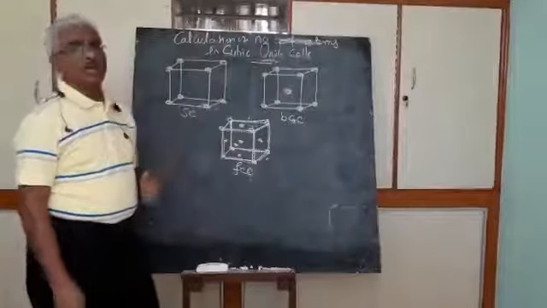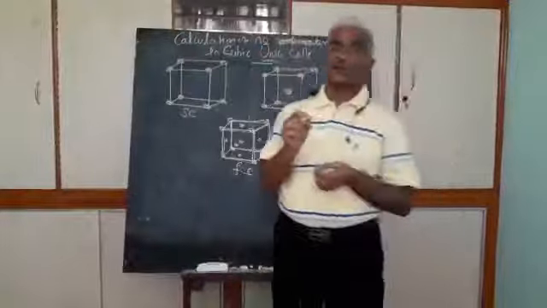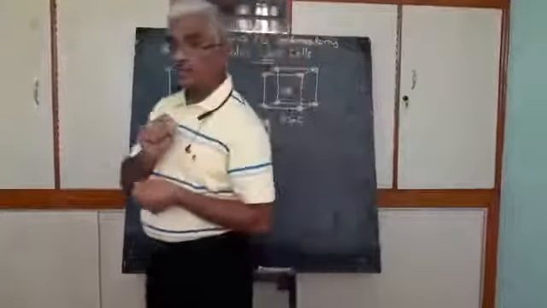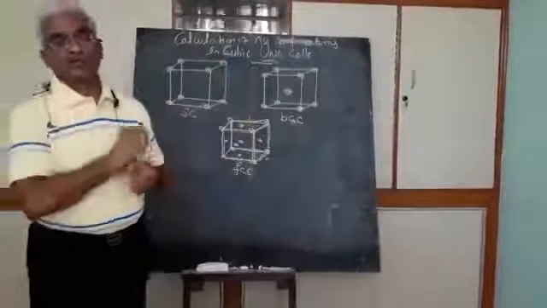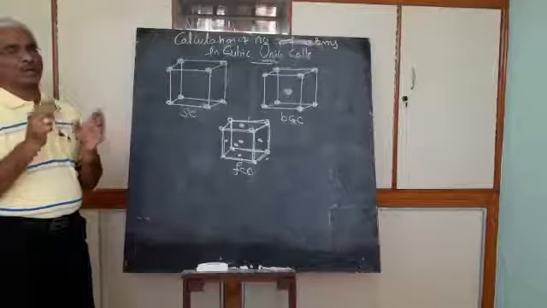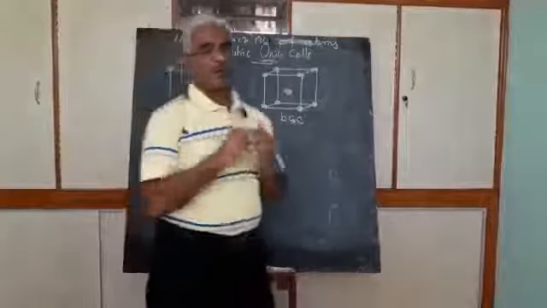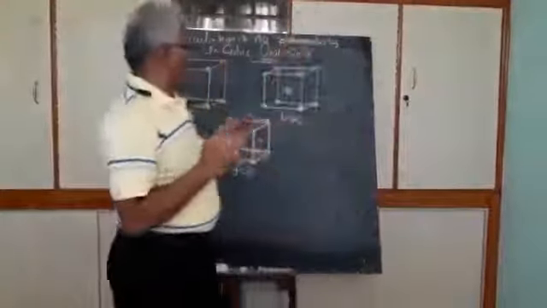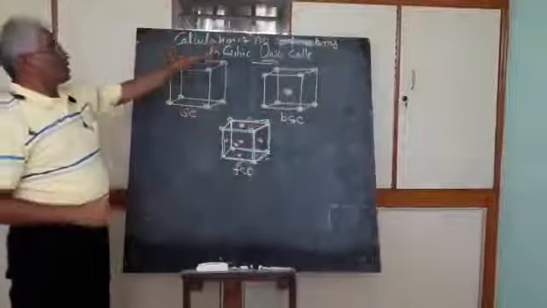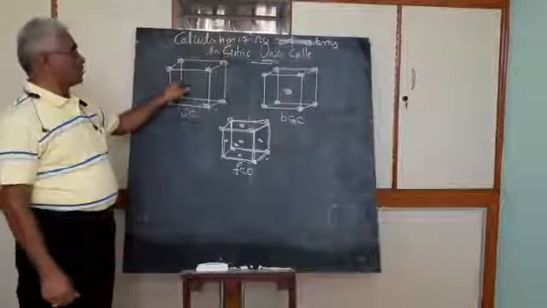Why we have to calculate number of atoms in the unit cell? So only by knowing the number of atoms present in the unit cell, we can arrive the formula of the compound of the substance. Formula is very important in understanding all the properties. Just like our name, formula is very important. So to know the formula, we need to calculate the number of atoms present in a unit cell. So let me consider the simple cubic.